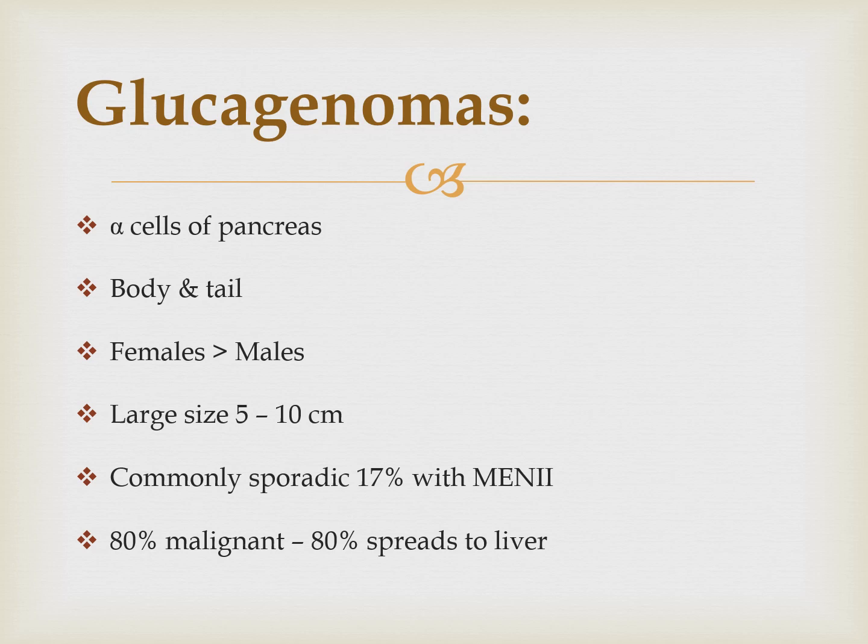The third pancreatic tumor is the glucagonomas, which are the tumors of alpha cells of the pancreas. They are located mainly in the body and tail. It affects females more than males. It reaches large size, 5 to 10 centimeters. Commonly sporadic, 17% are associated with MEN type 2. 80% are malignant and 80% spread mainly to the liver.